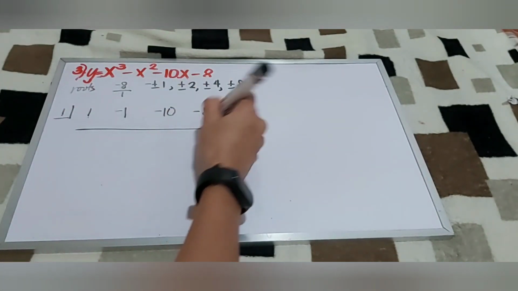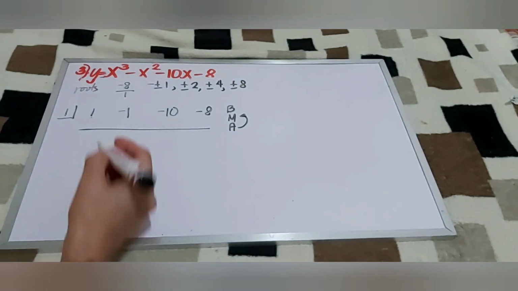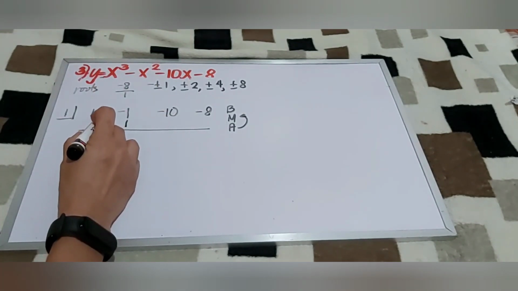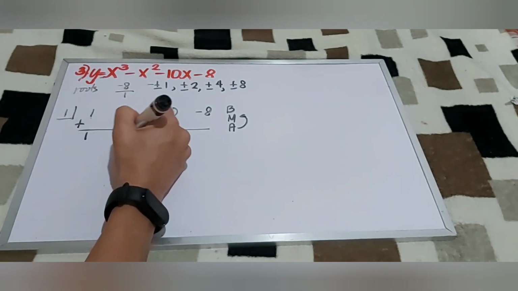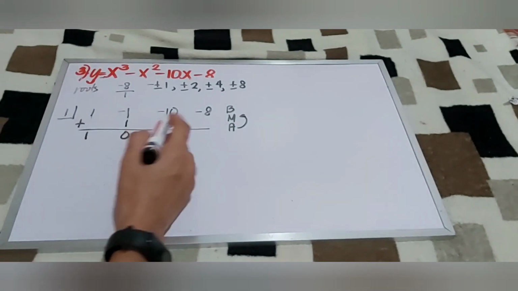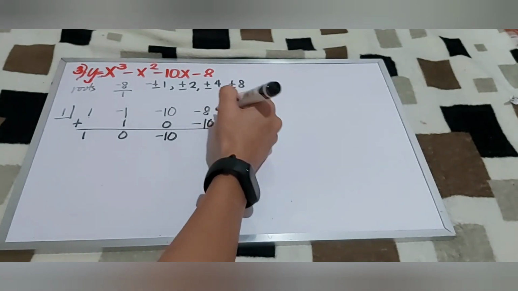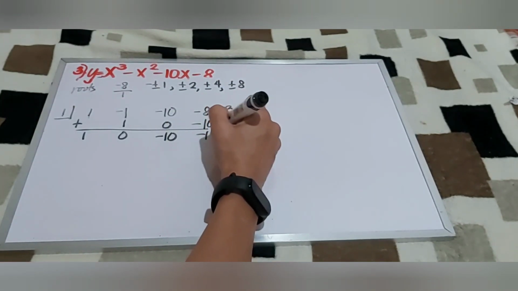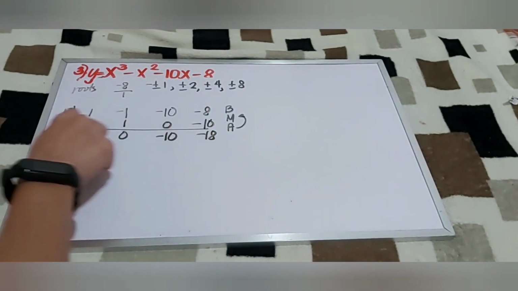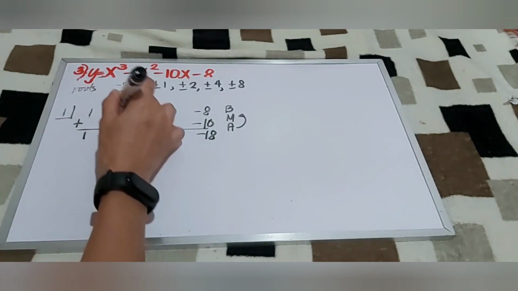Now, let's use bring down, multiply, and add. So, bring down 1. 1 times 1 is 1. Negative 1 plus 1 plus yan. So, that's 0. 0 times 1 is 0. Negative 10 plus 0 is negative 10. Negative 10 times 1 is negative 10. Negative 8 plus negative 10 is negative 18. Since hindi tayo nakakuha ng 0 na remainder, ibig sabihin, itong 1 ay hindi root at hindi natin to pwedeng gamitin. So, we disregard this.